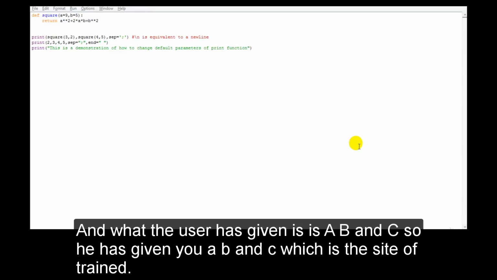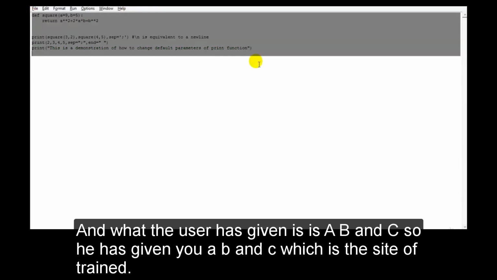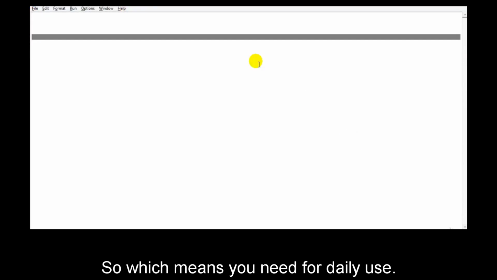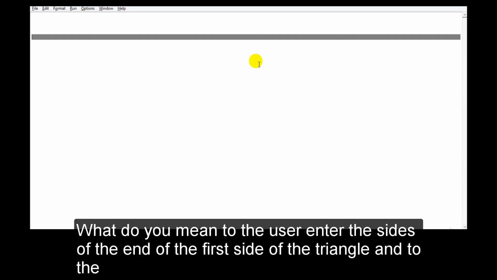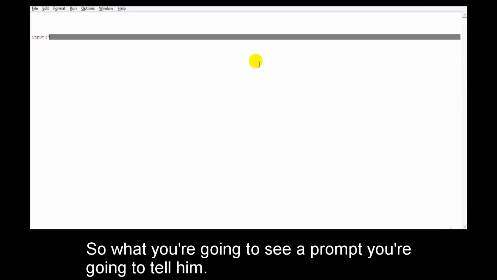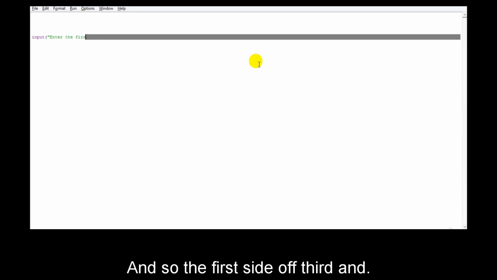What the user has given is A, B, and C, which are the sides of the triangle. So which means you need to tell the user, enter the first side of the triangle, enter the second side of the triangle, and so on. So for input, you're going to say a prompt, you're going to tell him enter the first side of the triangle.